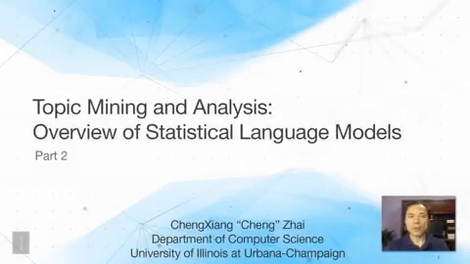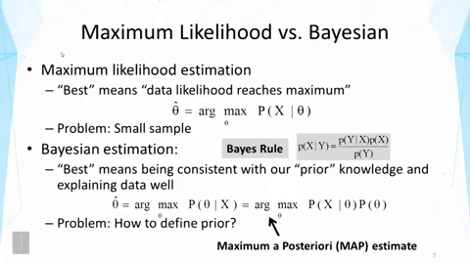So now let's talk about the problem a little bit more. And specifically, let's talk about the two different ways of estimating the parameters. One is called the maximum likelihood estimate that I already just mentioned. The other is Bayesian estimation. So in maximum likelihood estimation, we define best as meaning the data likelihood has reached the maximum.